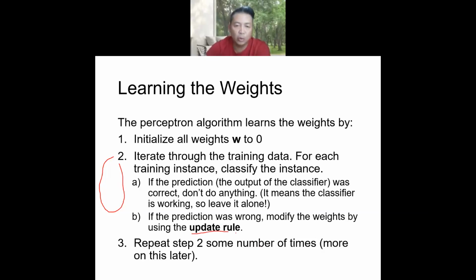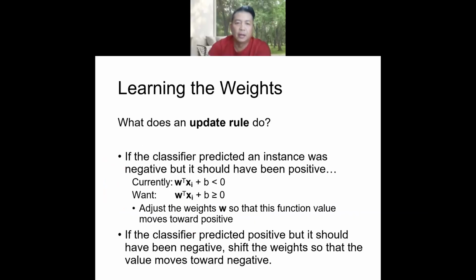So we have to look at this update rule. How do they adjust the weightage for each item that we have, for each variable, or for each weightage that we have? Okay, let's suppose we have this. So this is our update rule. If the classifier predicted an instance was negative, but it should have been positive. So we predict them to be negative, but it should be positive, right?